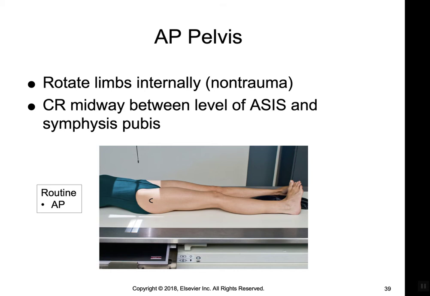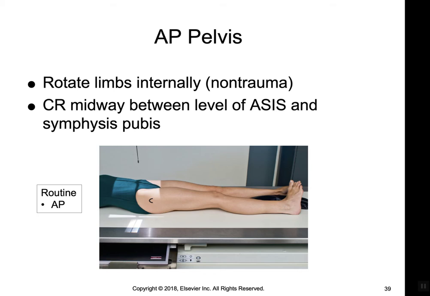Then we go right into your AP pelvis. You're going to rotate your limbs internally. That's for a non-trauma because, again, if they were a trauma, you wouldn't move them at all. CR midway between the level of the ASIS and the pubic symphysis. The SID is 40 inches. 14 by 17 IR crosswise or landscape. MAS is 20 to 30. And your KVP is 80 to 85.